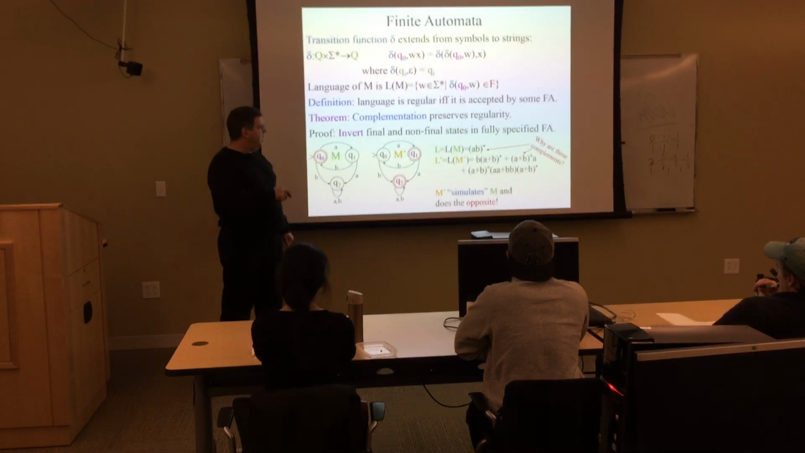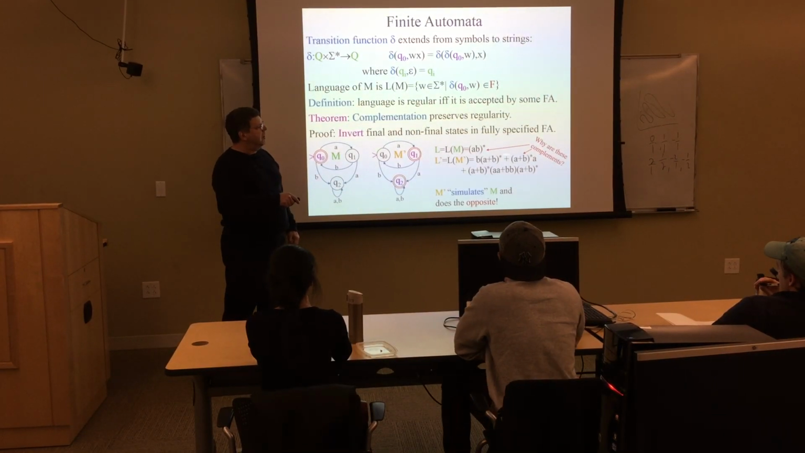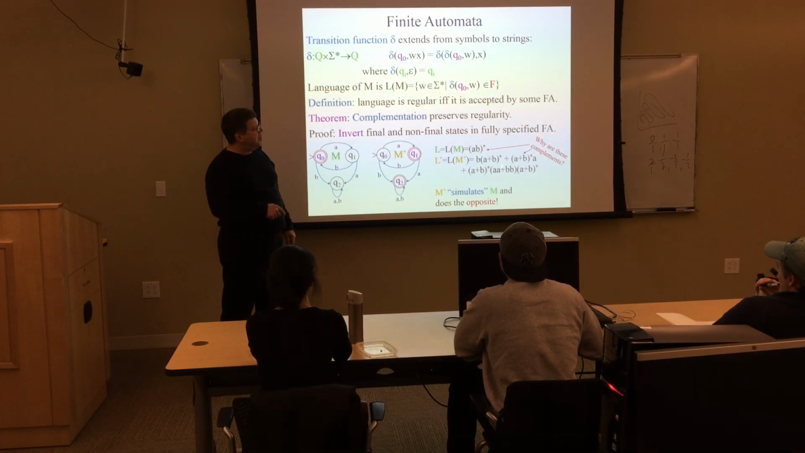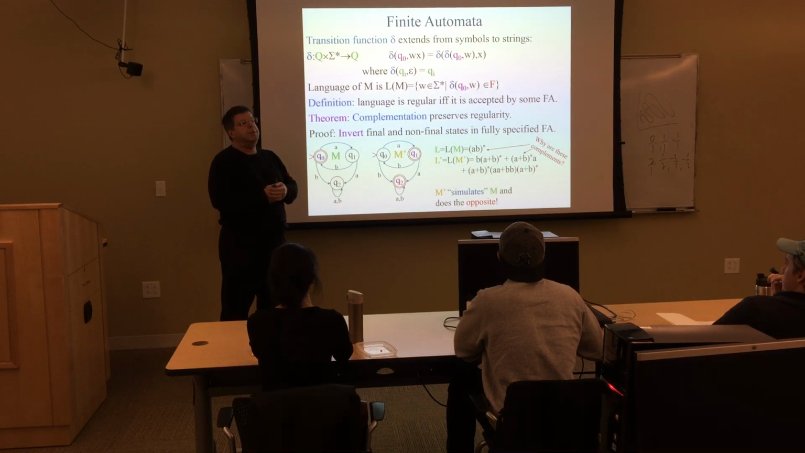And this complement machine M prime accepts exactly this language represented as this bigger regular expression. So these two regular expressions represent the complements of each other. Each one is the complement of the other. By the way, the complement of the complement is what? It's itself. The complement of the complement of the language is that language.